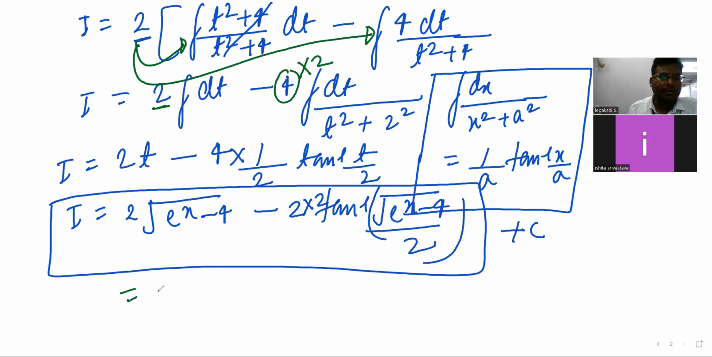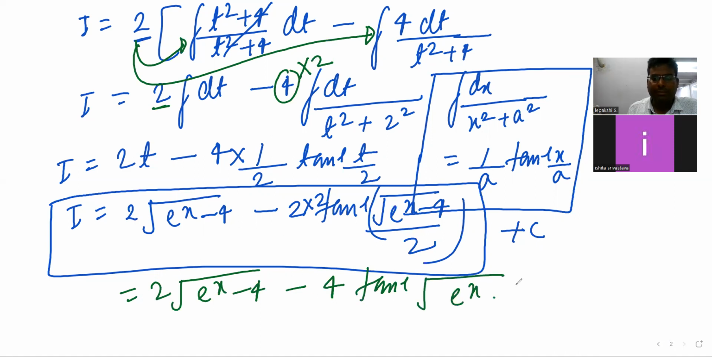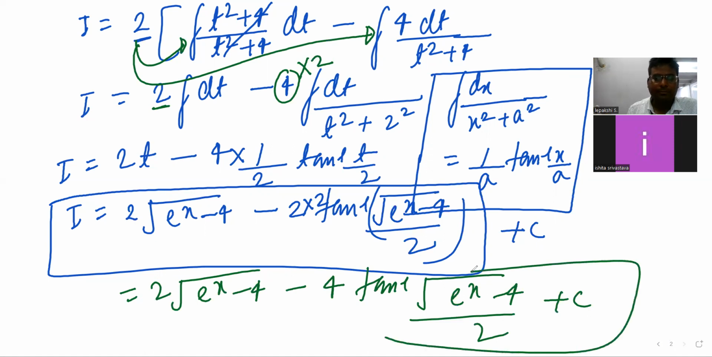So your final answer will become 2 under root of e raised to x minus 4, minus 4 tan inverse of under root of e raised to x minus 4 divided by 2, plus c. Right, so this is the final answer. Understood now?